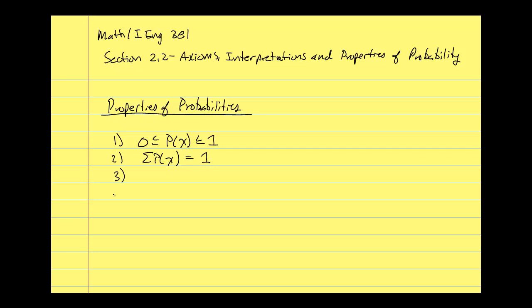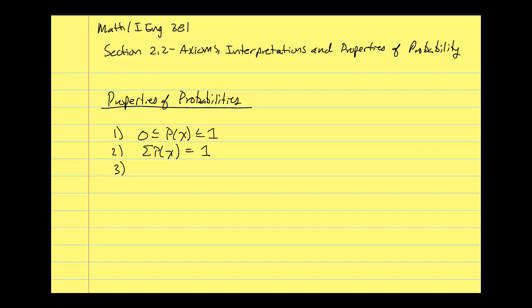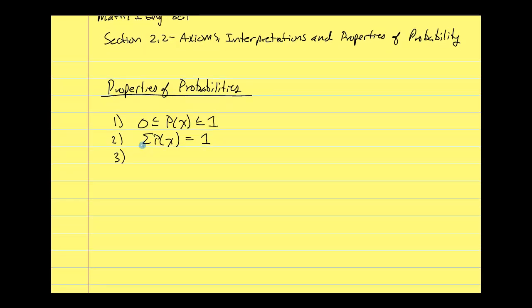The third property that I want to talk about is that of the complement. We've already talked about the complement in the last section and what it looks like in terms of a Venn diagram, but here we're talking about it in terms of probability. Basically, the probability of the complement of event A is 1, because that's the total probability, minus the probability of event A. So the probability of the complement is 1 minus the probability of the event.